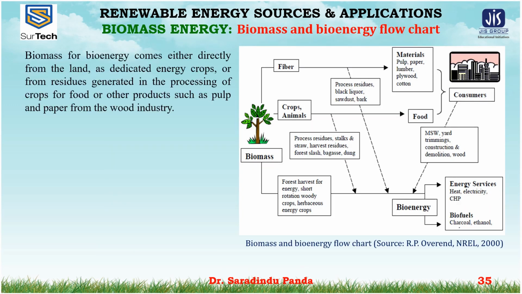So now the biomass and the bioenergy flowchart. The biomass for bioenergy comes either directly from the land as dedicated energy crops, or from the residues generated in the processing of the crops for food or other products such as pulp and paper from the wood industry. Process residues like stalks and straw, harvest residues, forest slash, bagasse, dung, etc.